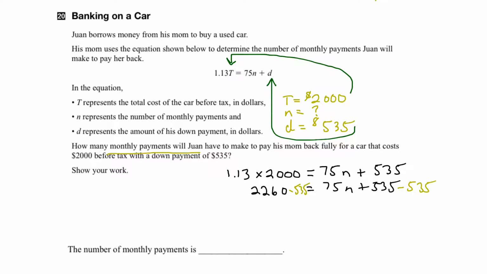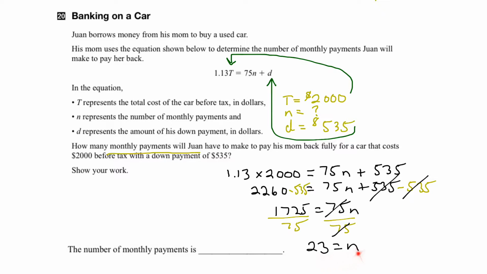Okay, when we do that, I get 1725 equals 75N. Now what we want to do is isolate N. So this means 75 times N. So to get rid of the 75, what we have to do is divide, do the opposite operation. So I divide both sides by 75. And in this case, those 75s will cancel out. And when I divide 1725 by 75, I end up with 23 equals N.